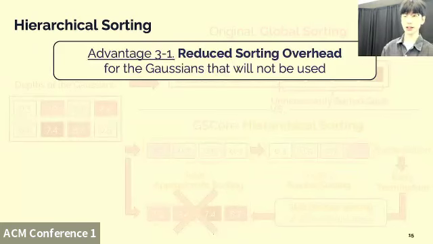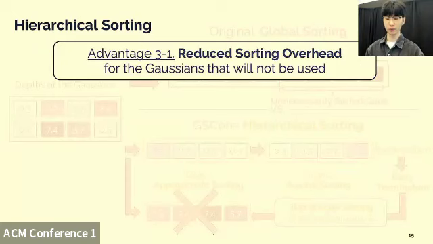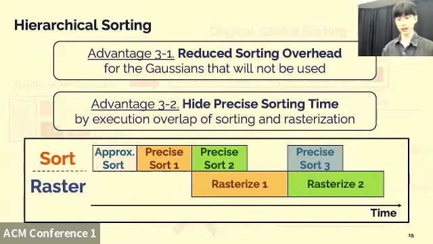This optimization provides 2 key benefits. The first is that it reduces sorting overhead for the Gaussians that will not be used. And the second advantage is that it enables parallel execution of the sorting and rasterization, so we can hide the precise sorting latency.